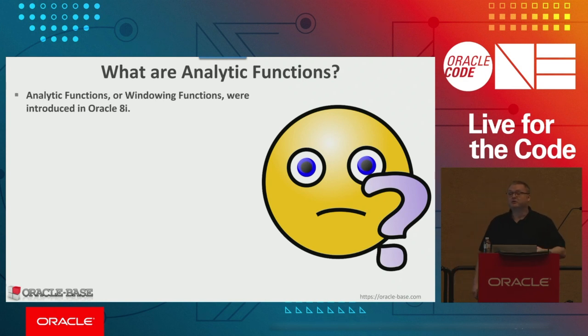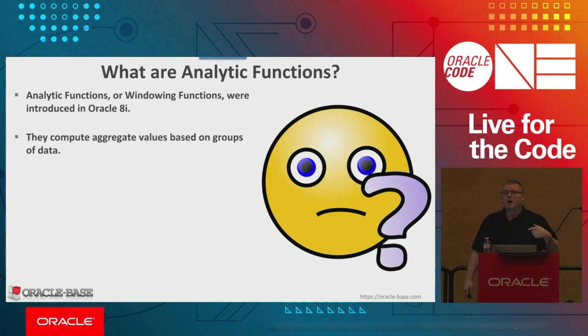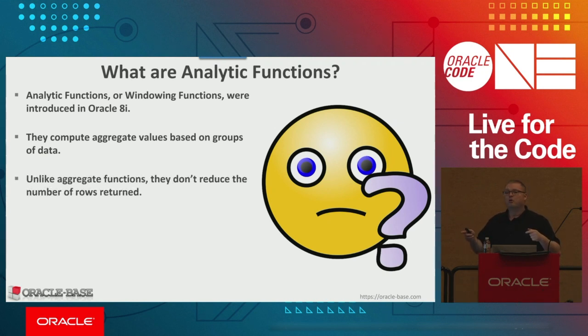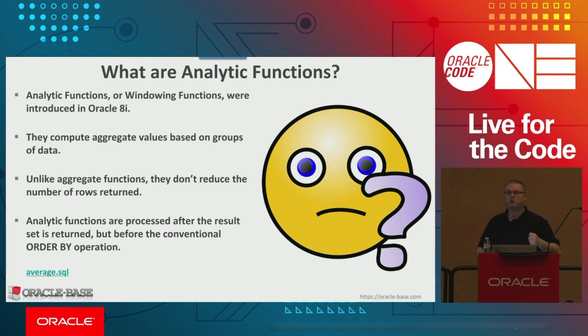So analytic functions were introduced in Oracle 8i. I believe Oracle was the first commercial database to do this. I could be wrong, but now you can get them in lots of other databases, and from MySQL 8 onwards, you also get them in MySQL. This is actually a little bit of a lie, but once again, it helps to explain what it is I'm talking about. Think of these as the ability to compute aggregate values, but without reducing the number of rows. And it's probably easier if I actually show you a very simple example, and that will give you the idea of what it means.